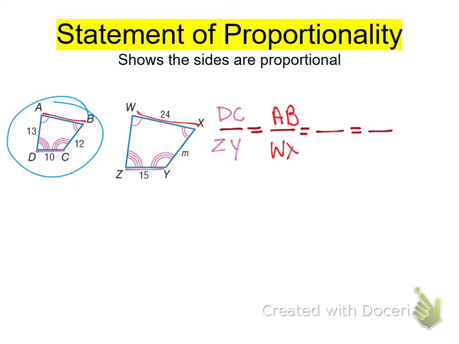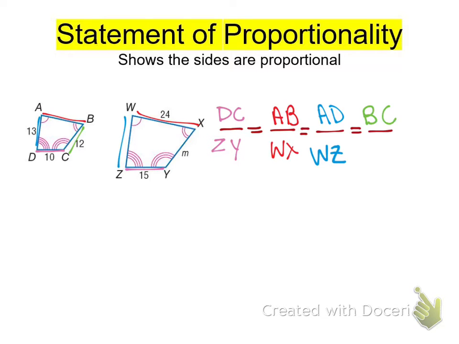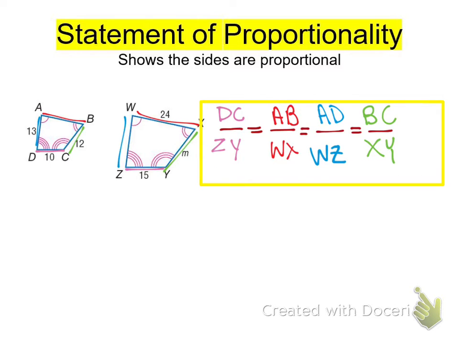All right, pick another side off of our first shape. AD, which corresponds with ADWZ. And then last, we have BC left, which corresponds with XY. So this is a statement of proportionality. It shows that all of them are proportional. I'll show you how in a second.